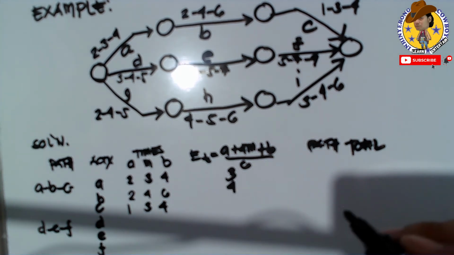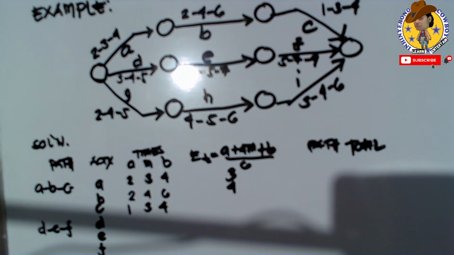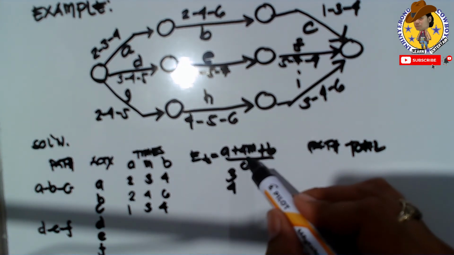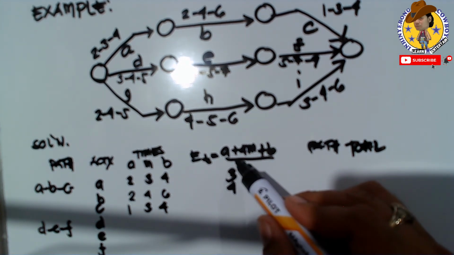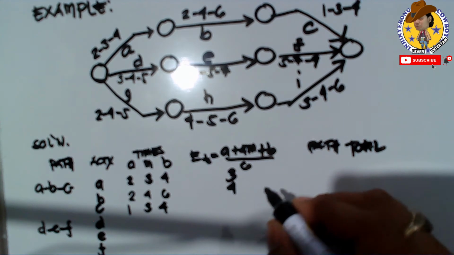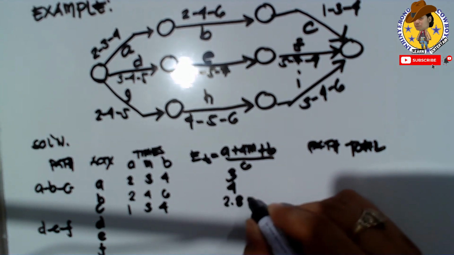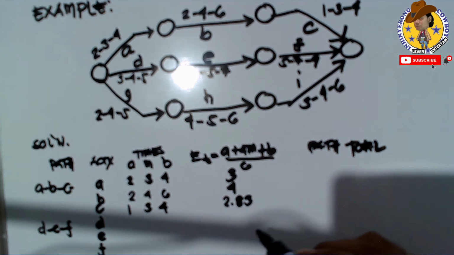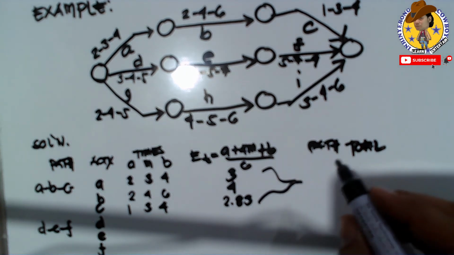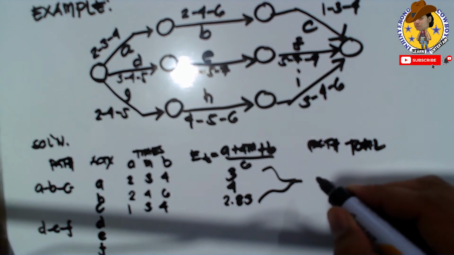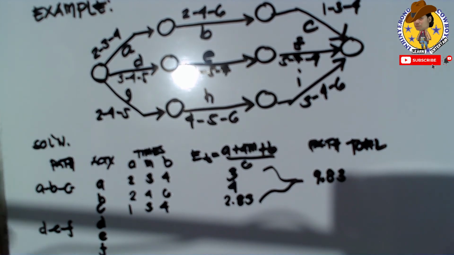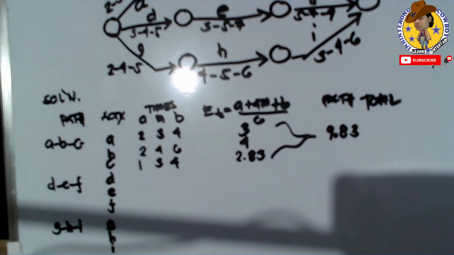For this one, A is 1, 4 times M, 3, so 12, plus 1 is 13, plus 4 is 17, divided by 6. If we calculate that, the answer is 2.83. So the path total for this one is 9.83.